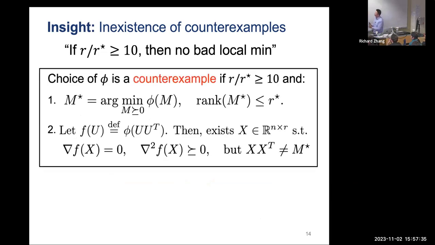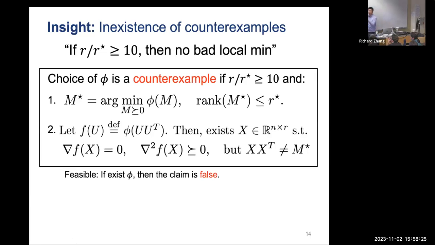You want to find a phi that has a global min, a global m star for which the rank is r star. And I want to find this phi such that when I turn it into a non-convex function, this f here, it has a point x that is a first order point, its gradient is equal to 0, and a second order point, its curvature is positive, but it is not the global min. That's a counterexample. And if you find a counterexample that also has this overparameterization, then you falsify my statement, and I have to withdraw my claim.